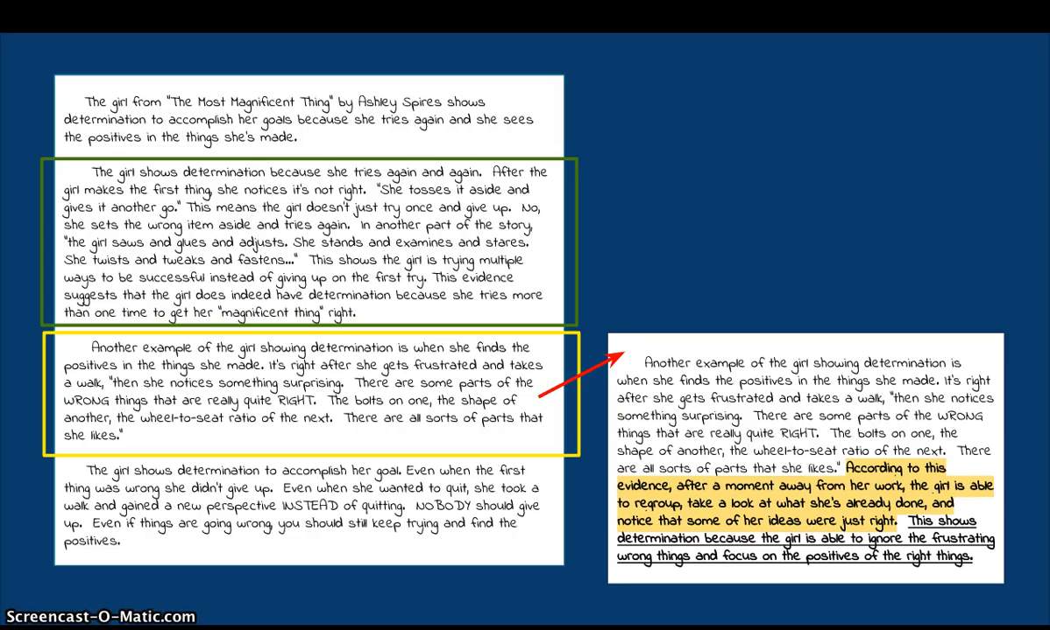According to this evidence, after a moment away from her work, the girl is able to regroup, take a look at what she's already done, and notice that some of her ideas were just right. I also added a bit of a conclusion sentence just to remind my reader what the point of my paragraph is. This shows determination because the girl is able to ignore the frustrating wrong things and focus on the positives of the right things. Okay, now it's your turn.